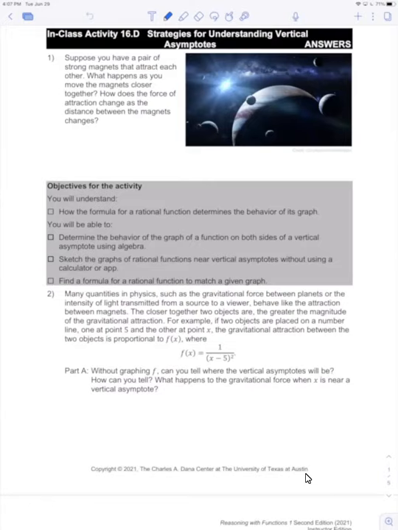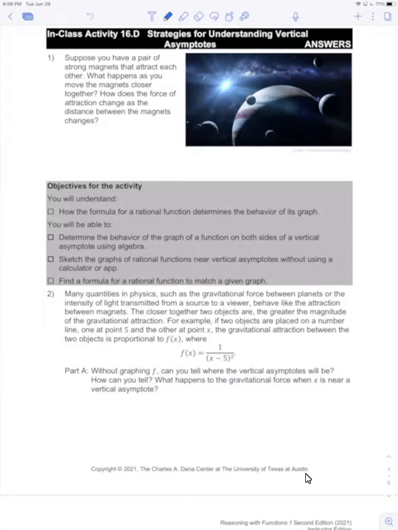Well, eventually, if you get the magnets closer and closer, they're going to pull themselves together, and we won't be able to pull them or hold them apart. The force of attraction increases as the distance decreases, and it gets really strong when the distance is small.